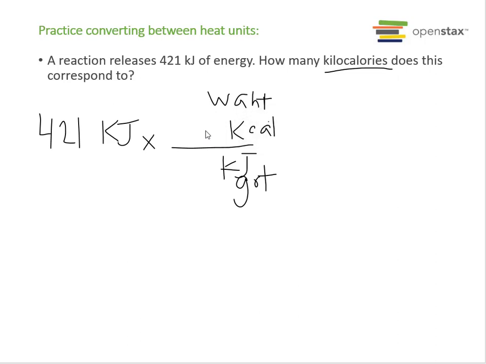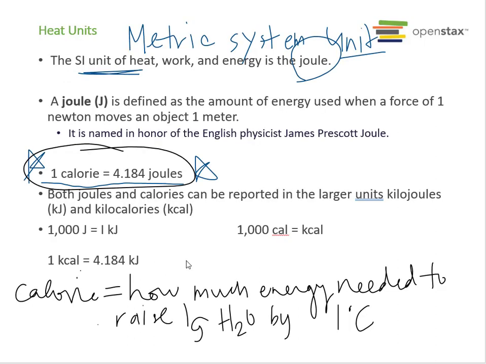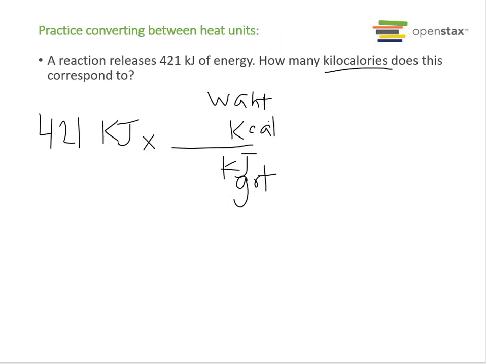Now sometimes we can't just go directly from one to the other, but if we look back at this last slide, we can see that we can go from kilojoules to kilocalories. We know that 1 kilocalorie is equal to 4.184 kilojoules.